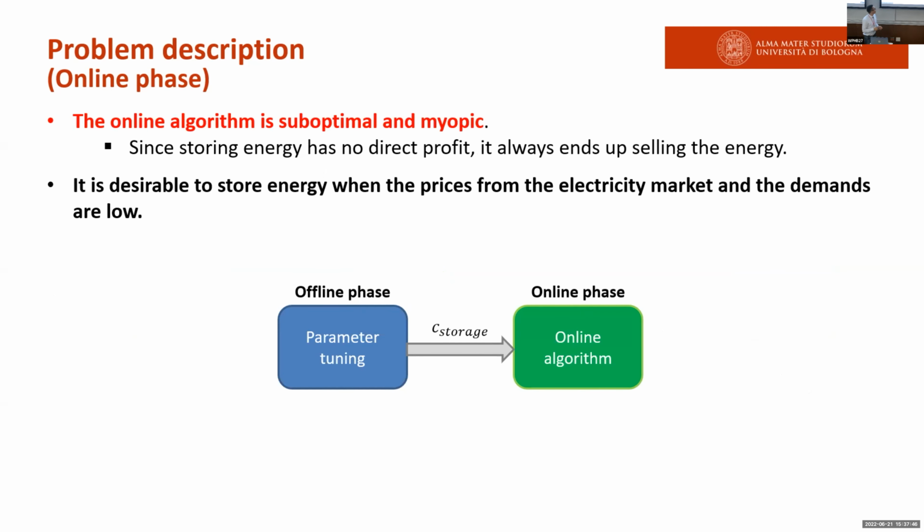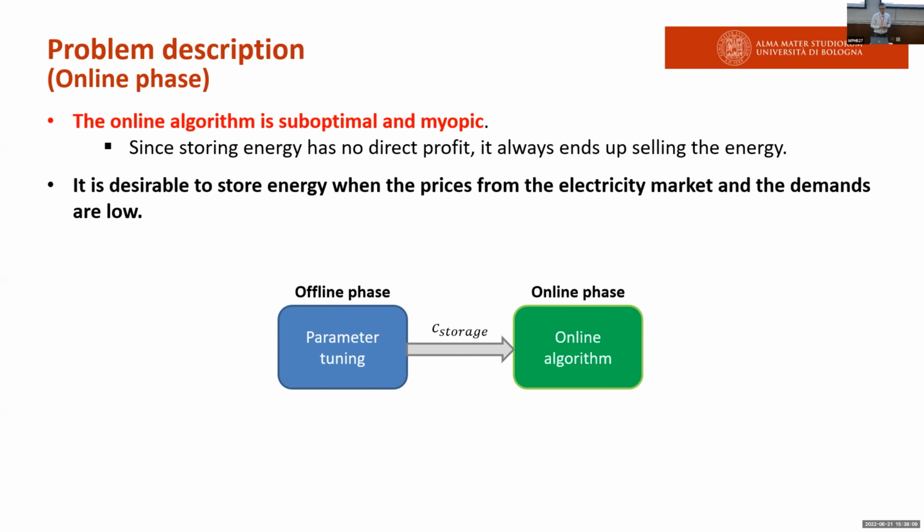But one thing to notice is that this algorithm may be myopic. What I mean is that it considers only the current stage and not the whole optimization problem. For example, storing energy has no direct profit, so this kind of algorithm will always end up selling all the energy. But if you think about it, this is not reasonable behavior.